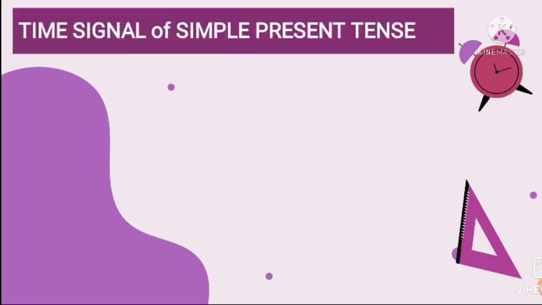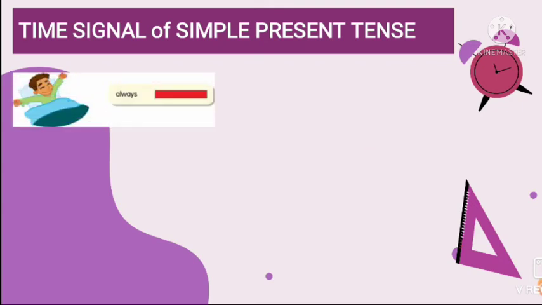Now let's take a look. The time signals of simple present tense are very simple. The first, you can say always. I always get up at 5 o'clock. This is the thing that you do mostly every day. You never skip it. I always eat my lunch. I always eat my breakfast.